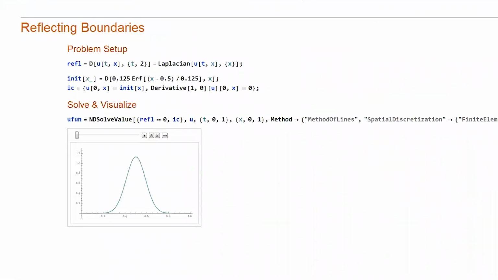Let's look at a specific wave equation. So we have a second-order time derivative of the dependent variable u minus a Laplacian. We have an initial condition, and we set the derivative of the initial condition to 0. If we solve this with NDSolve and animate the solution, we get the following. We see that the wave bursts out and gets reflected at the boundaries. This may be what you want, but it may also not be what you want.